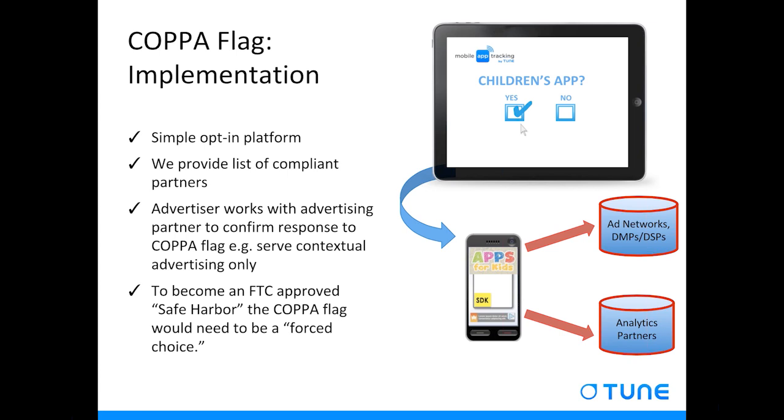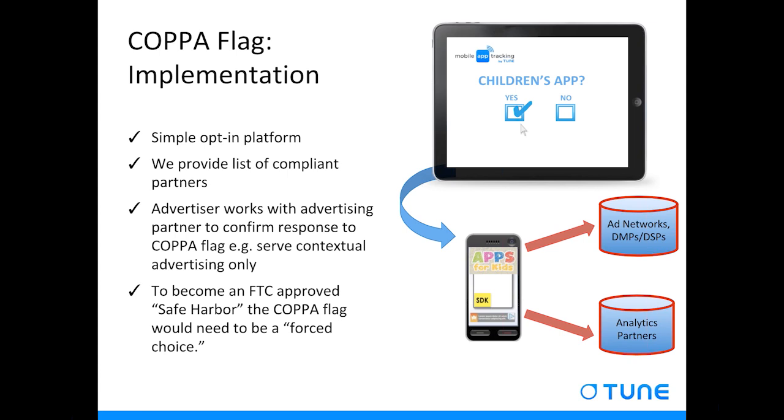And the implementation of the COPPA flag is something that's already been set up in the MAT platform. It's basically an opt-in for our advertiser clients. We're currently working with our ad partners to create a list of compliant ad networks and other third parties. And the advertiser will work with the advertising partner to confirm the response to the COPPA flag. So if you're an advertiser, it's a good idea, if this is something that you want to turn on in our system, to reach out to your ad partners and say, this is something that we're doing. If this flag is up, you're only to serve contextual advertising or whatever it might be.